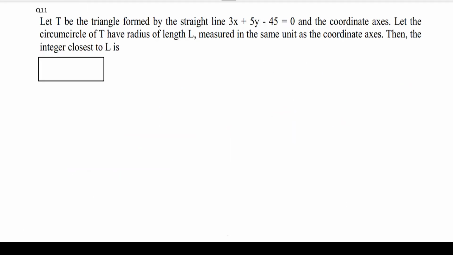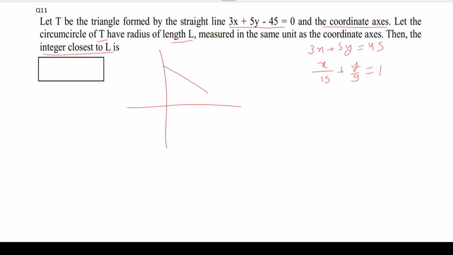Question number 11. Let T be the triangle formed by the straight line and the coordinate axis. Let the circumcircle of the triangle have radius of length L measured in the same unit. Then we need to find the integer value closest to L. So first of all, let's draw the triangle. As the equation is 3x plus 5y equals to 45, and this will be x by 15 plus y by 9 equals to 1.